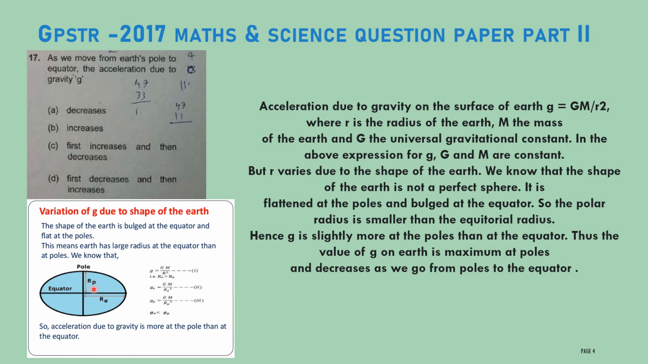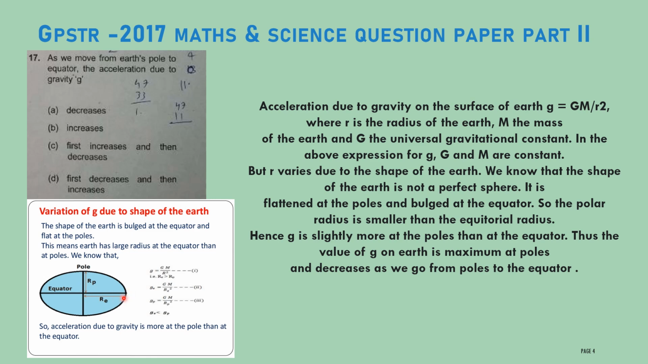Let us explain here. Polar radius is the distance between the center of the earth and the pole, and it is less. Equatorial radius means the distance between the center of the earth and the equator. Since the polar radius is less, the object at the pole is attracted towards the earth, because the earth has gravitational force and attracts all objects towards itself. Therefore, at the poles the earth possesses more gravitational force, so acceleration due to gravity is more.